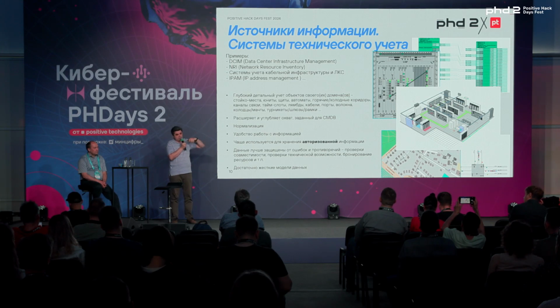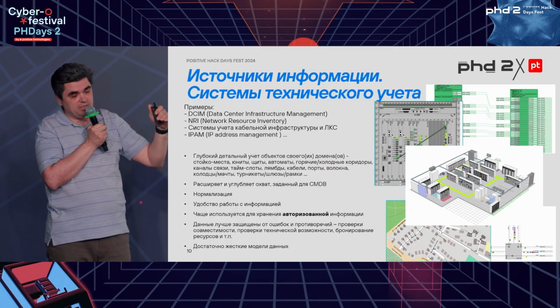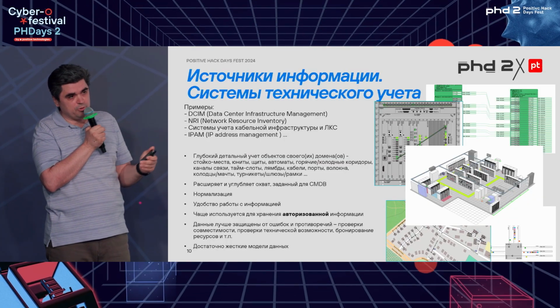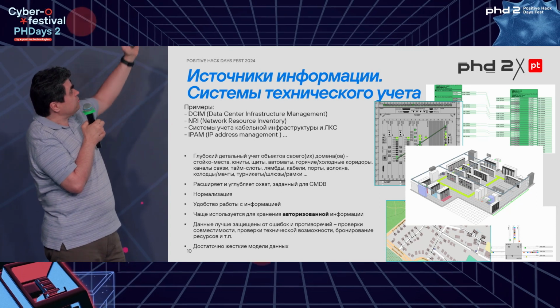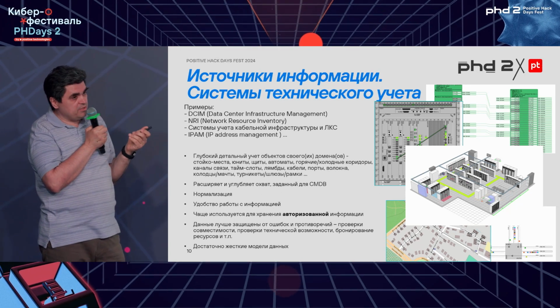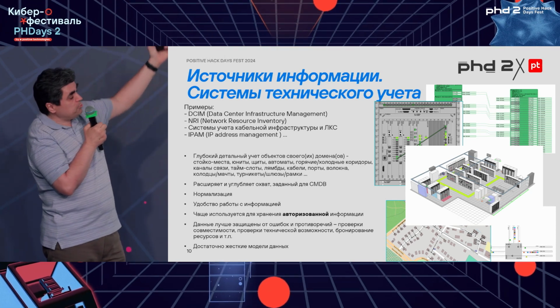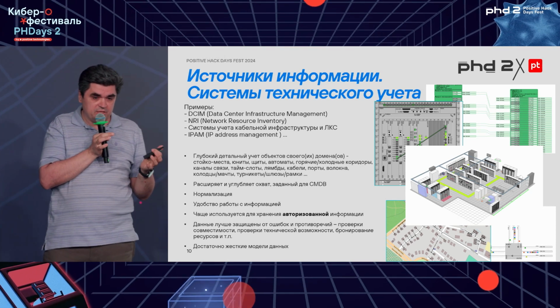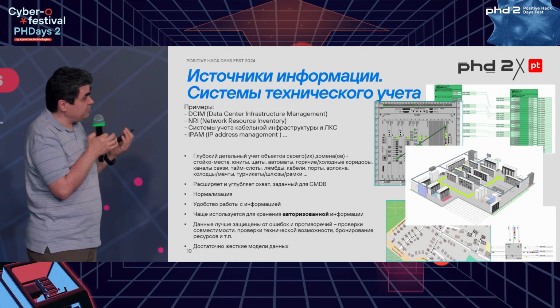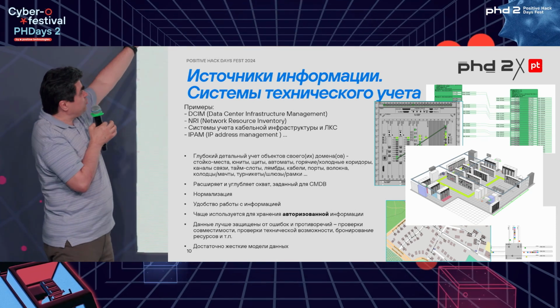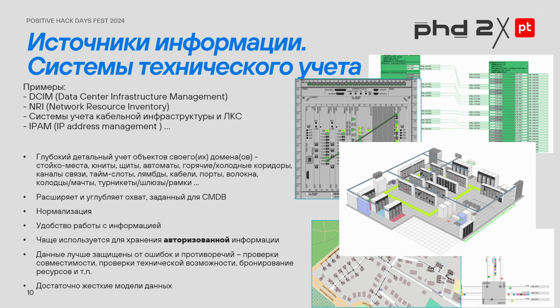Now, NRI is a telecom system for documenting your communication channels. So if you have like two sites, it's good for you to know what kind of cables you're using and so on. Now, there is also a specialized system for accounting for all the cables and cable infrastructure used by telecom operators. There is also IPAM for IP address management.